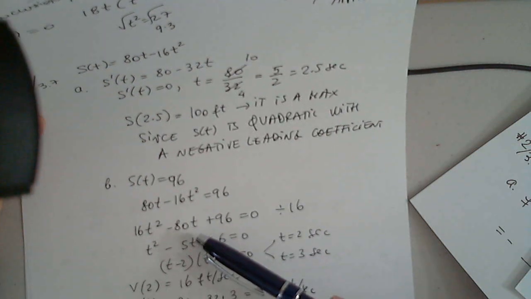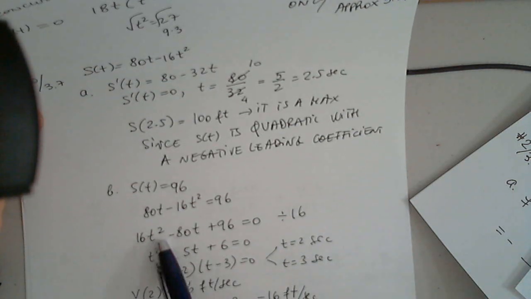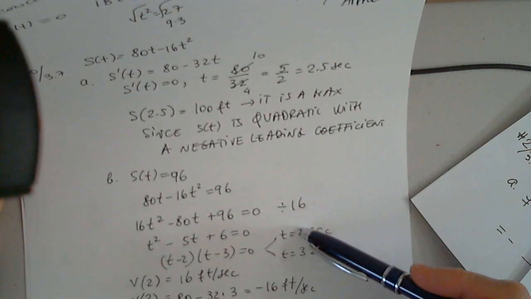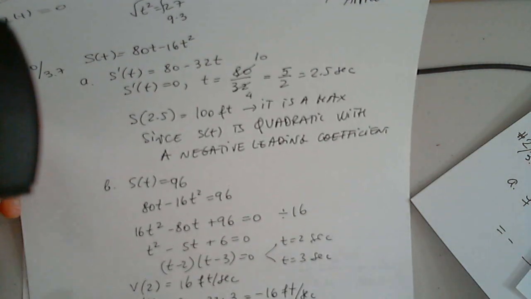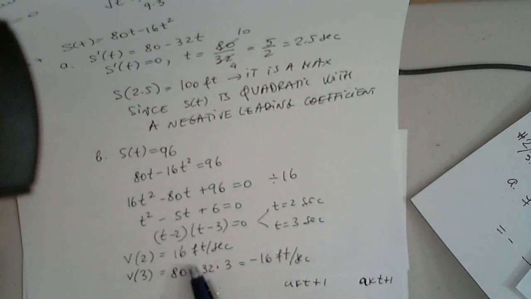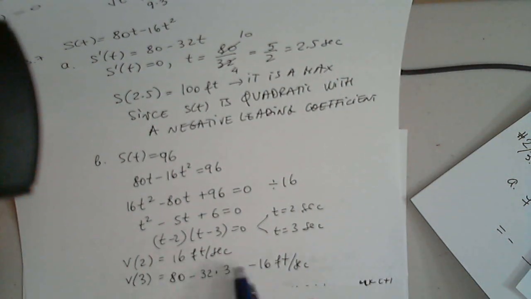And find the velocity when the distance is 96, going up and coming down. We set the distance equal to 96. And we got, solving this quadratic equation, t equals 2, t equals 3. I plugged it in the velocity formula, which is this linear function. And I got 16 and negative 16, just the direction.